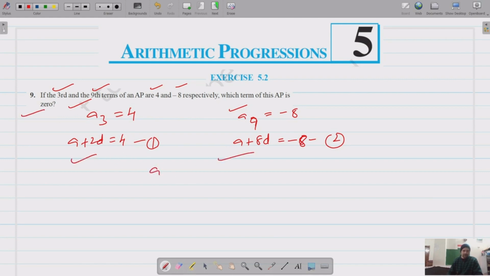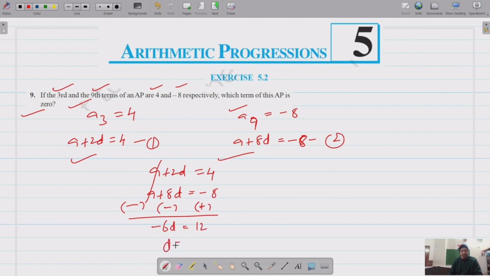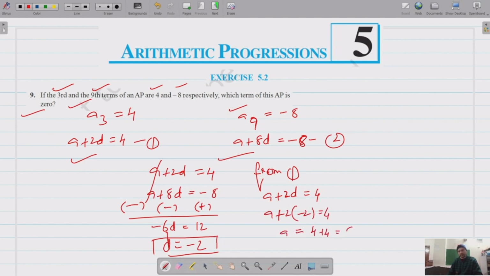So let's subtract these equations to get A and D. A plus 2D is 4, and A plus 8D is negative 8. If we subtract these equations by changing the signs of the second one, it's minus 6D is equal to 8 plus 4, which is 12, and D is negative 2. So this is D. Now in equation 1, A plus 2D is equal to 4, if we replace the value of D, that is minus 2, this gives us A, 4 plus 4 is 8, so A is 8, and we have to check which term of this AP is 0.